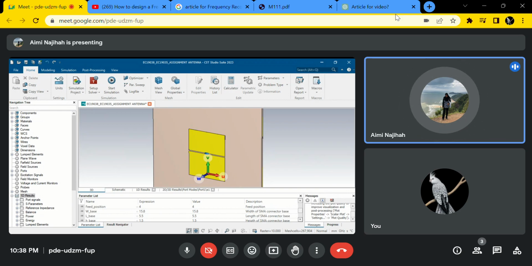The width of SMA connector base is 50.8 millimeter. The length of SMA connector base is 5.5 millimeter and the height of SMA connector base is 1.5 millimeter. The radius that we use for SMA connector pin is 0.55 millimeter and the height of SMA connector pin is 7.4 millimeter. We also have a dielectric core, which the radius is 1.95 millimeter.